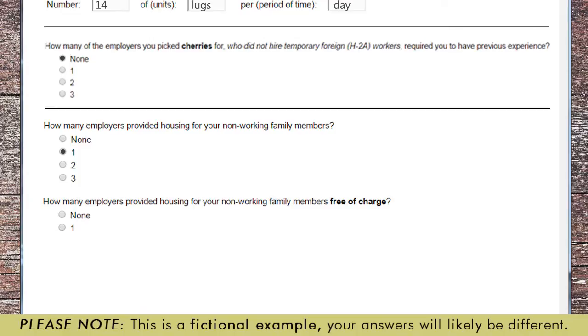A follow-up question asks how many employers provided family housing free of charge. Basically, free family housing means, well, free. Workers and their families are allowed to live in this housing free of charge. For the example that we've been using, I did have to pay a small fee for housing my family, so I would respond with none.